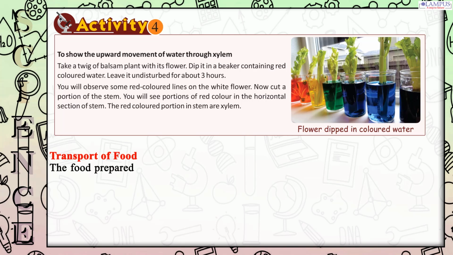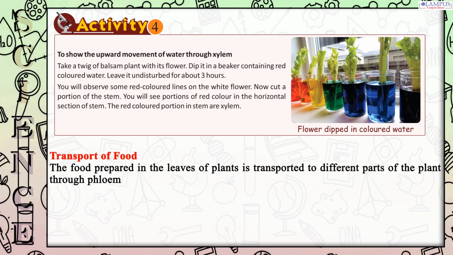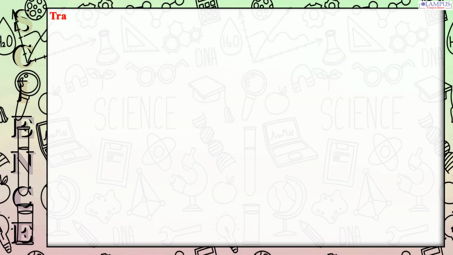Transport of food. The food prepared in the leaves of plants is transported to different parts of the plant through phloem tissues. Phloem are the vascular tissues which transport food in plants.